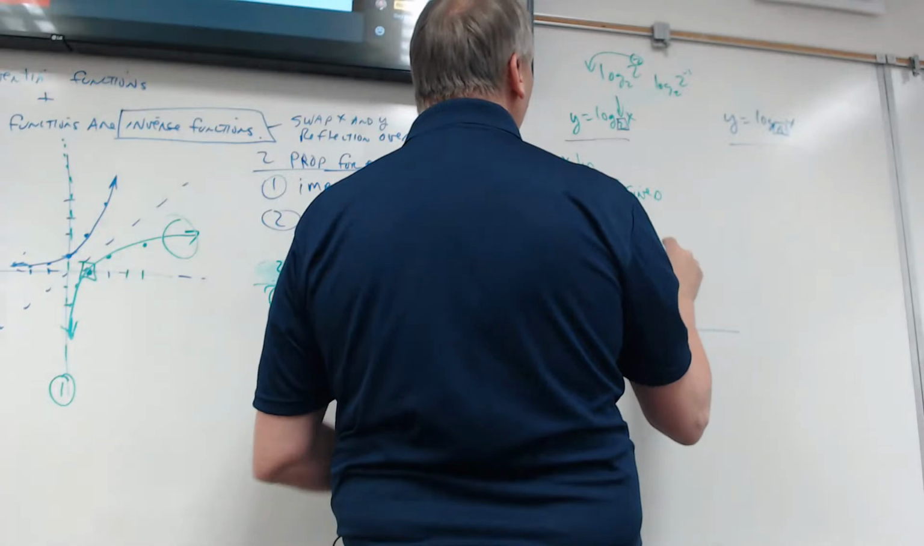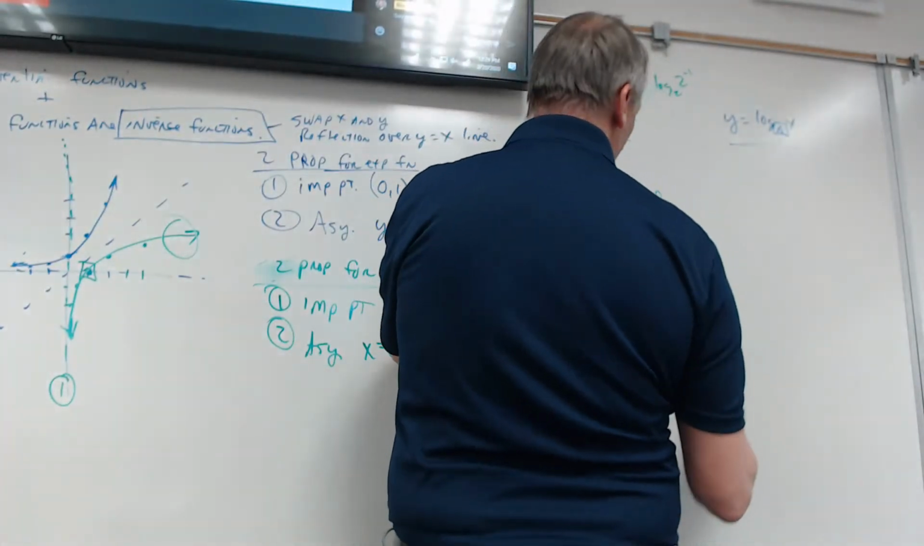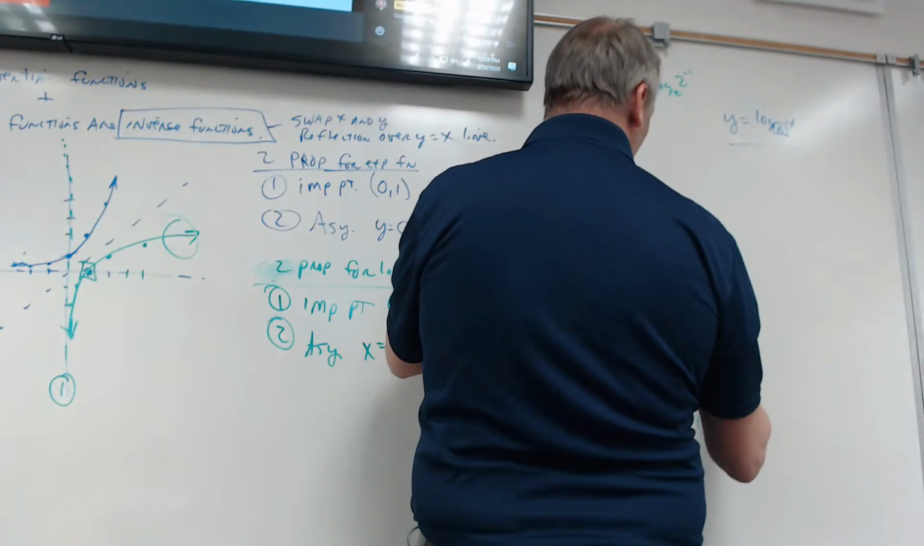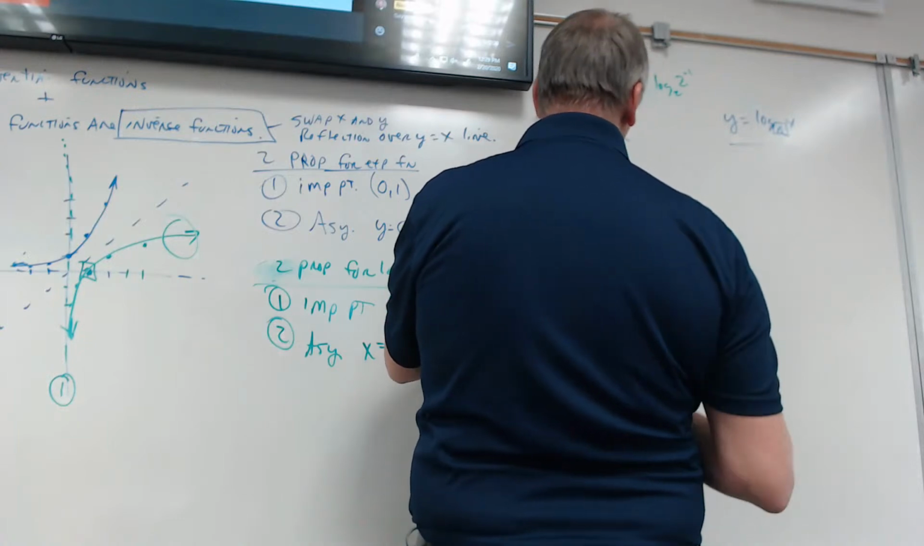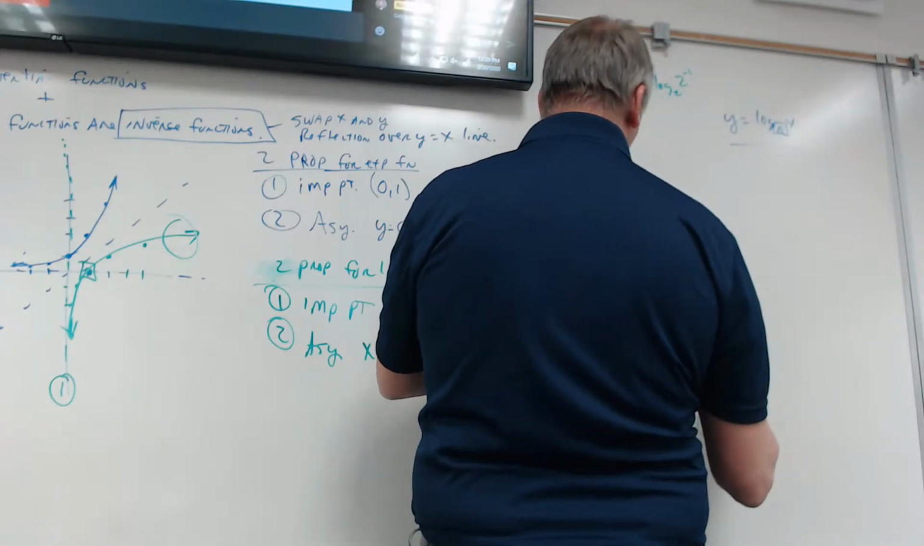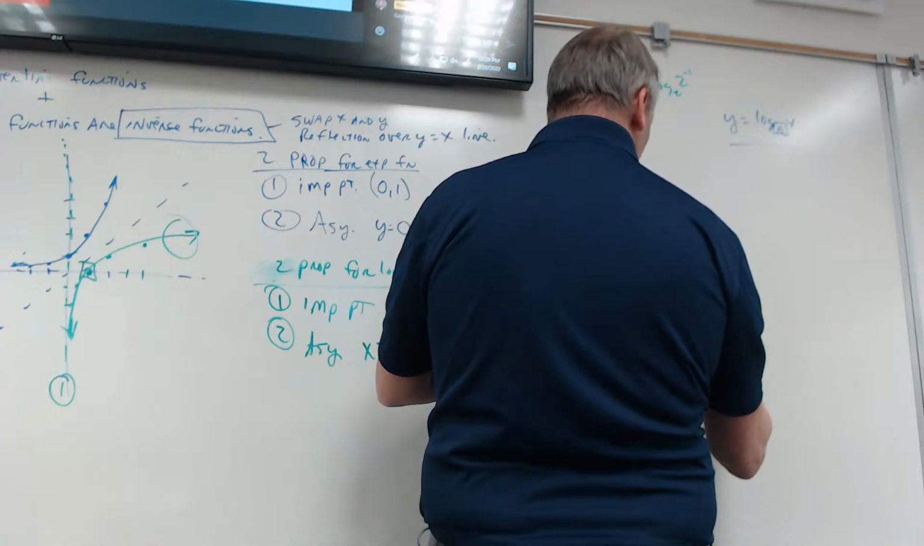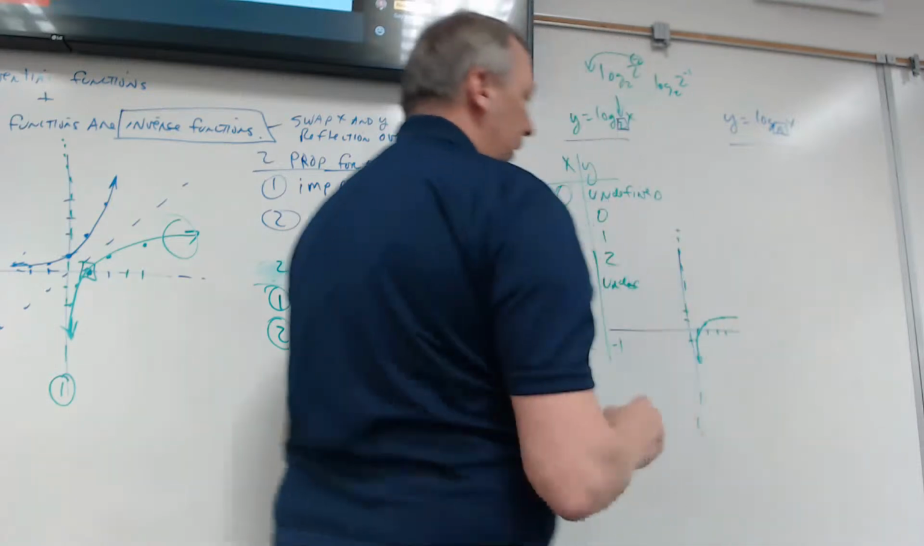All right, so this is enough to do what I've got here. So it's undefined with 0. I've got (1, 0). I've got (2, 1). I've got (4, 2). I've got (1/2, -1). And the idea here is it's going to go like that.